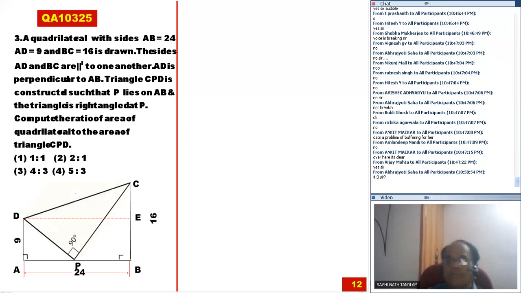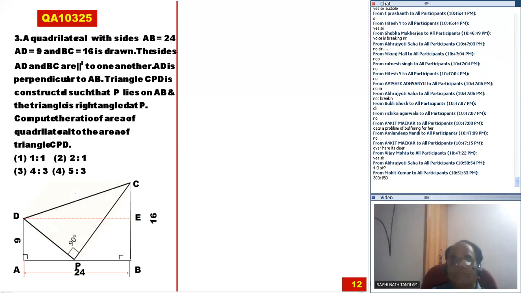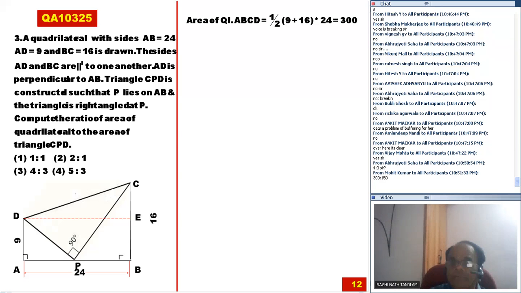What is 300 by 150? What's the ratio? Okay, right. Don't give us 300 by 150, give it as 2:1. Let's discuss. What's the area of the quadrilateral? Is it a quadrilateral or is it a trapezium?